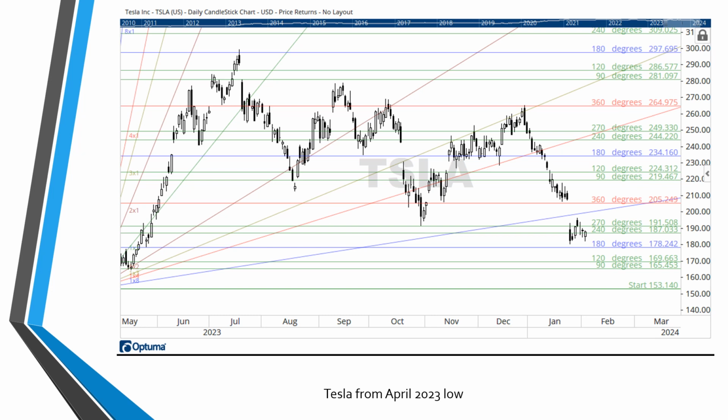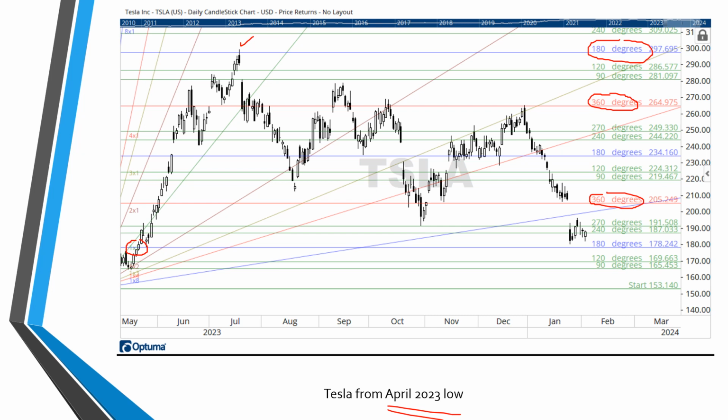Okay, for all of you Tesla Elon Musk fans out there, I've taken a look at Tesla from the April 2023 low point, and you can see that coming out of there, it rocketed higher, and it followed a Gann 1x1 line, and it worked its way higher. Where did it run out of steam? Well, from that April low, it went one revolution around the square of 9. It went another revolution around the square of 9, and it made it halfway around again. And that's where it hit overhead resistance that it could not penetrate.